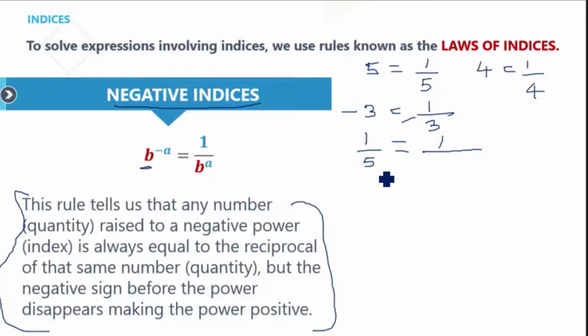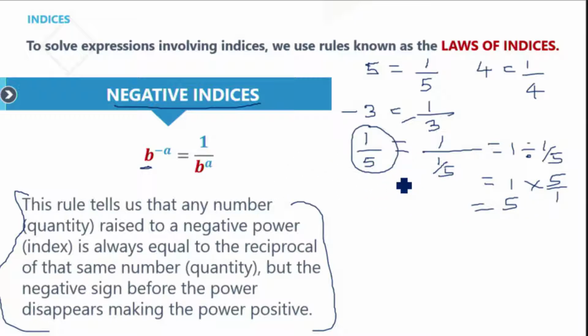So this is the number we have, 1 over 5, and then the reciprocal will be 1 over 5, okay? And this is the same thing as 1 divided by 1 over 5. We can't work with the division sign, okay? We have to change it to multiplication. So this is equal to 1 times, at this point we invert the fraction, so it will be 5 over 1, and this is equal to 5. So you can see that the reciprocal of this fraction is the same thing as 5.